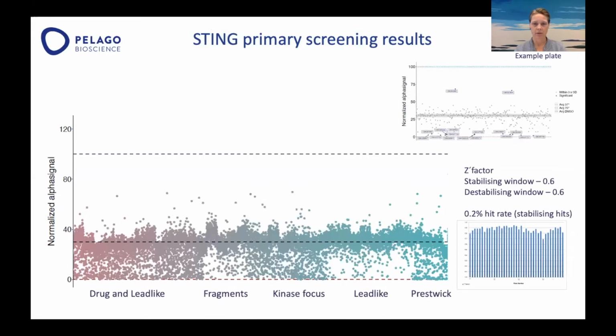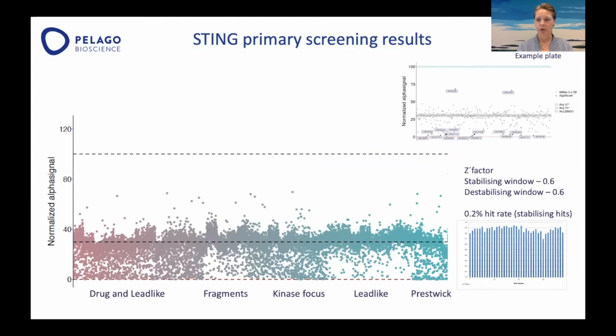So STING, on the other hand, looked interestingly very, very different. As you can see here, we identify some clear stabilizing hits, but we also identify a massive amount of destabilizing compounds. And again, remember that we screened the same library. So this is some target effect that we see on STING.